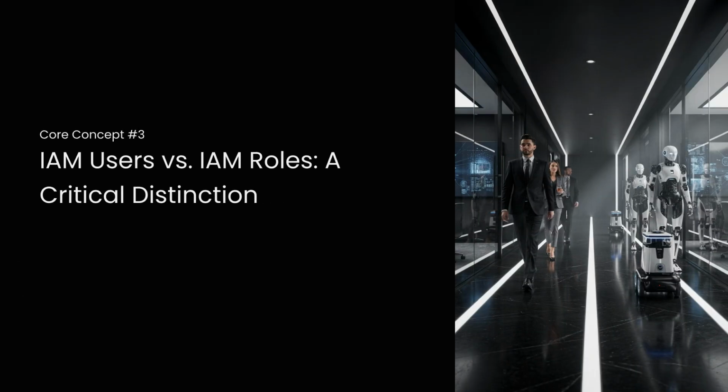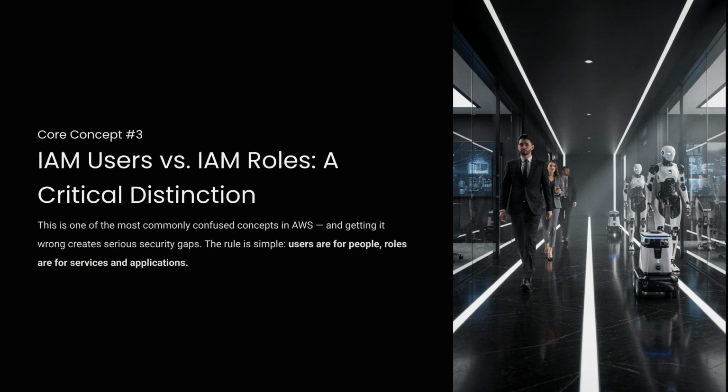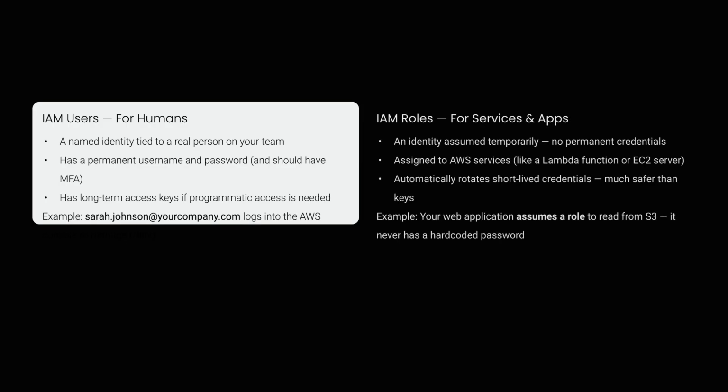Core Concept 3 is the critical distinction between IAM users and IAM roles. Getting this wrong creates serious security gaps. The simple rule is, users are for people, and roles are for services and applications. IAM users are named identities for humans with permanent credentials. IAM roles are temporary identities for services and applications, which automatically rotate short-lived credentials.